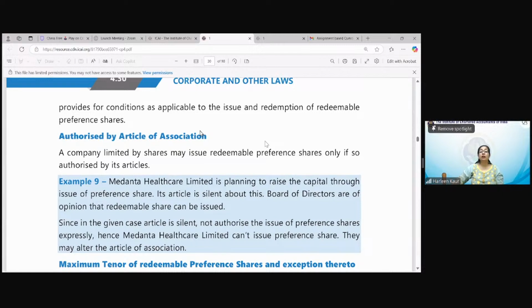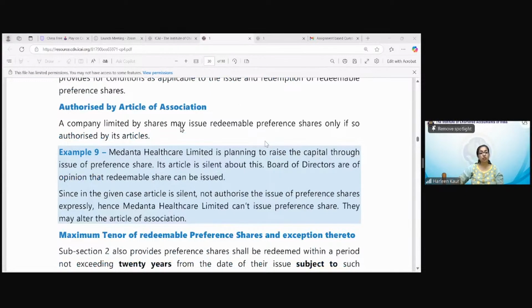But you must have learned about altering your articles of association in chapter number 2. So, if you want to issue, then you can alter your articles, make the changes, and then you can issue. I hope, Anubhav, your doubt is clear now. I can still see your doubt. All right. Okay, good. So example 9, everyone is clear.